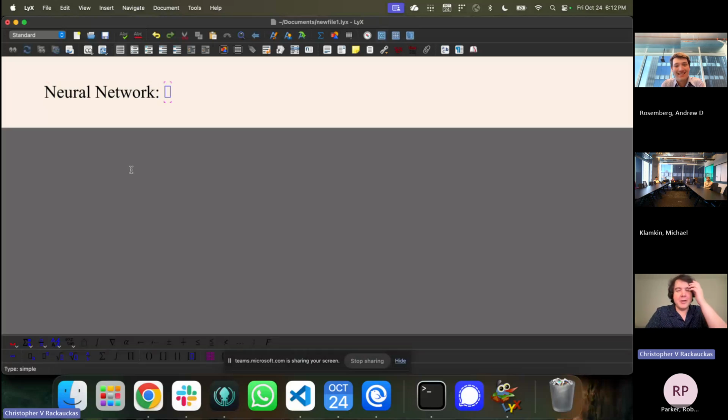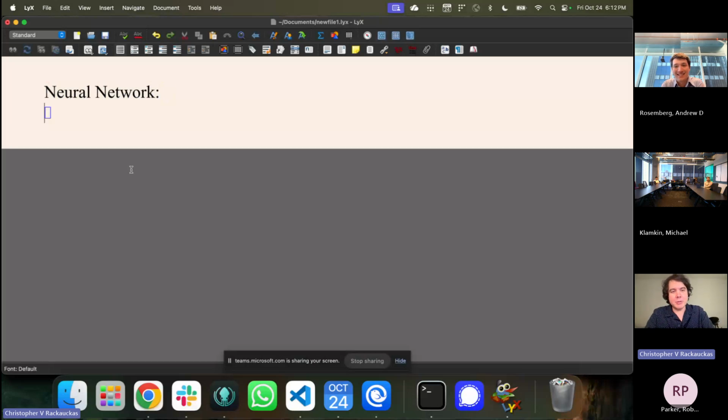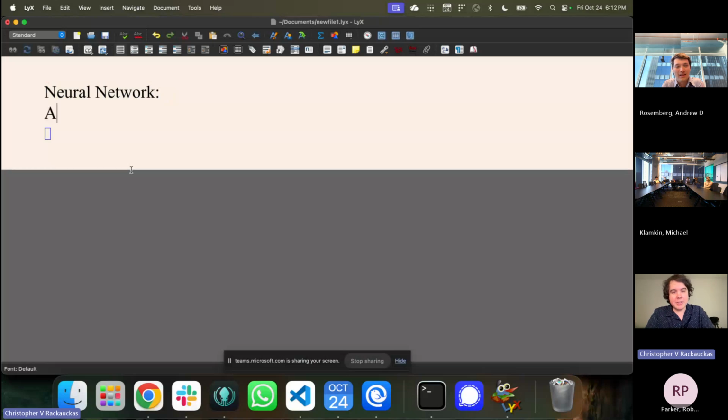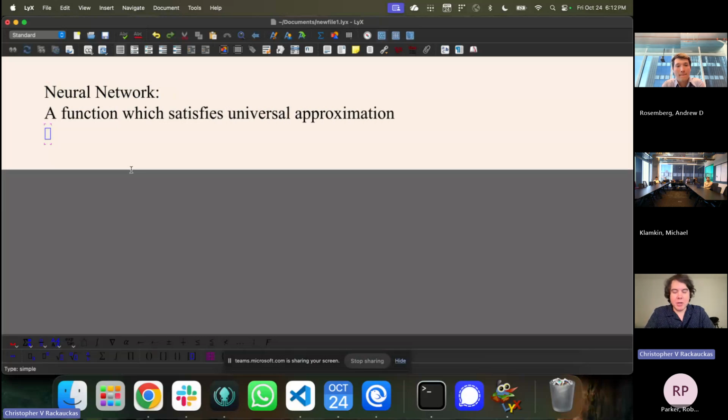Yeah, so if I had a whiteboard, I'd whiteboard this, but I'll do the equivalent online version, right? So what is a neural network? A neural network is a function which satisfies universal approximation, right? So what do I mean by that? Here's your very standard neural network. Let's say we take in a vector x, right? What we're going to do is apply a matrix to it.